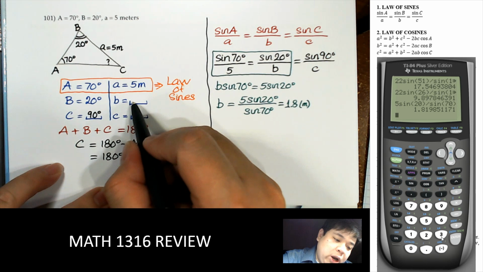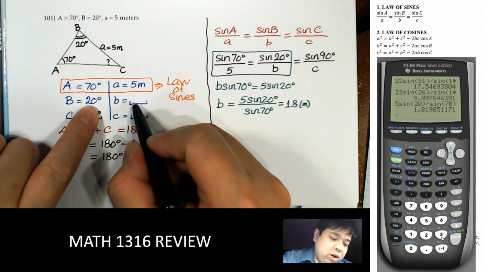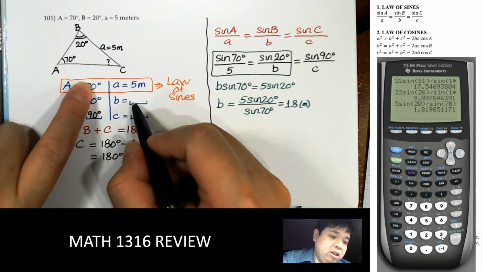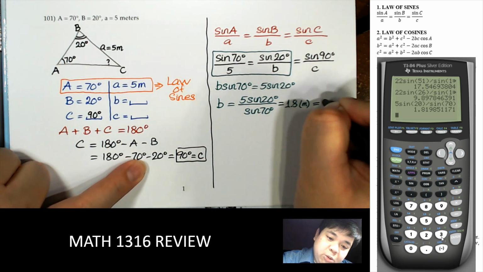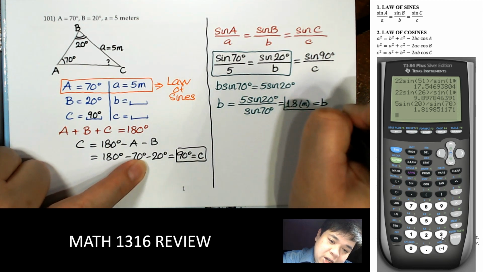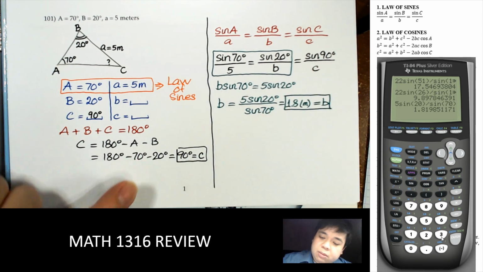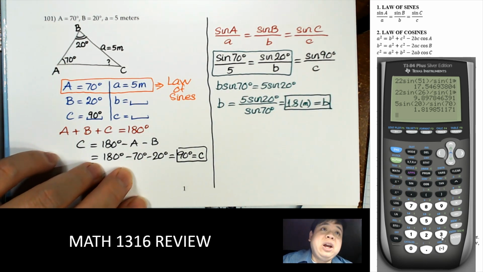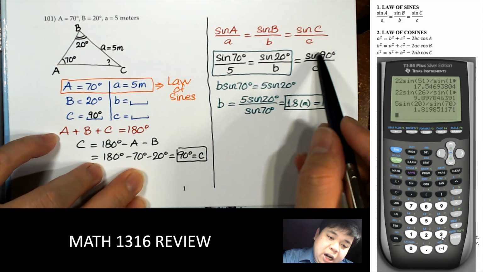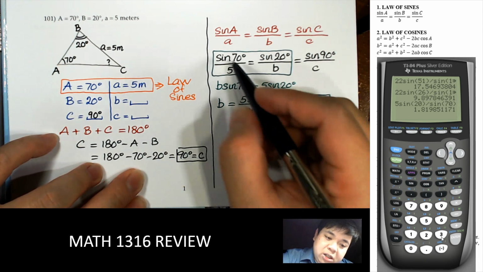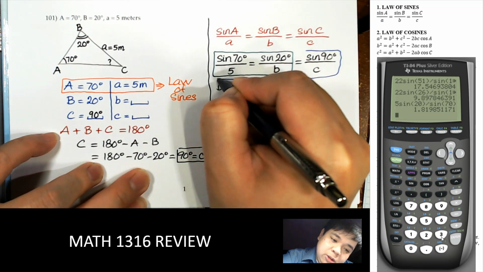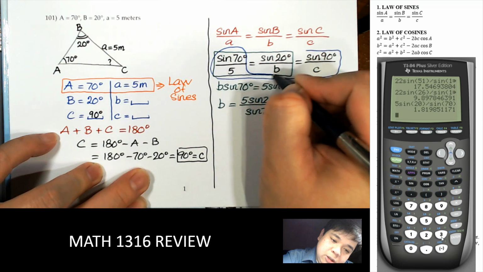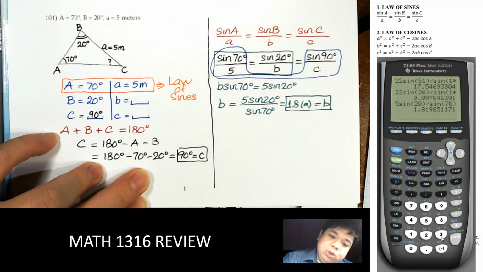If it is 1.8, that looks reasonable, because 20 degrees is less than 70 degrees, so this has to be less than 5. That's okay. That is side b. Now pick another pair of ratios to solve for c. We're going to use this because this is a known ratio. So we use that ratio.